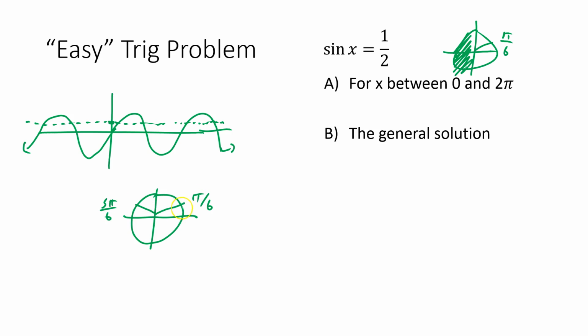Those are the two spots where we have the short value for sine, right? So our short little vertical distance right there. Those are the two spots that we get between 0 and 2 pi, and that's all you have to do. So pi over 6 and 5 pi over 6.